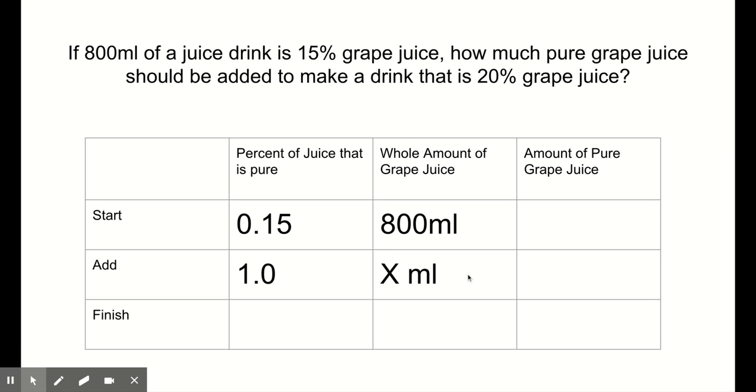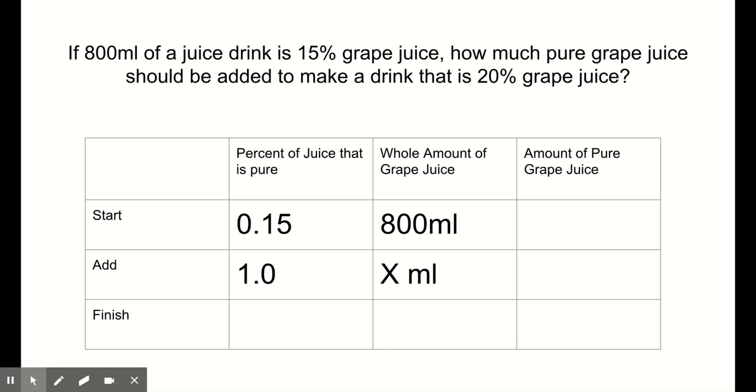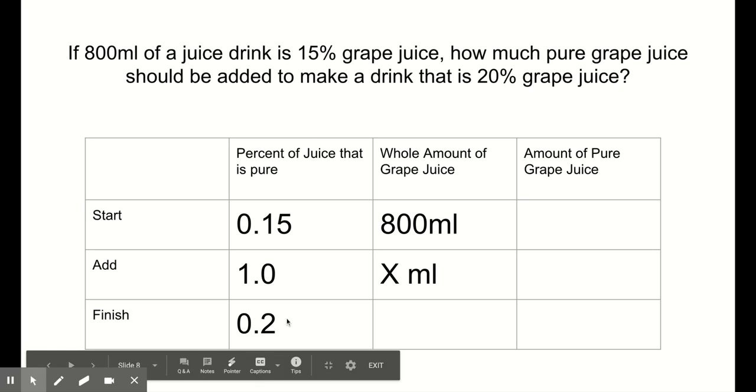Okay. And then the next part is what we actually know a little bit of information about, what we want to finish. We know we would like to finish with 20% grape juice. So we're going to write our decimal here as 2/10 or 20/100ths. And now that's basically all the given information. We have 4 more squares that we need to fill in. And all the information that we've been given here is going to help us fill those in.